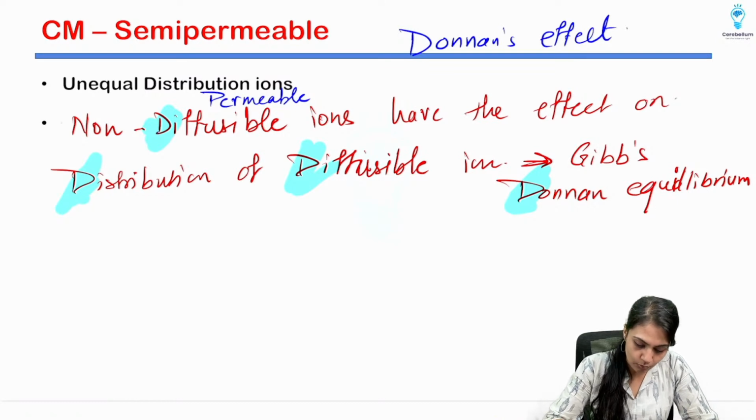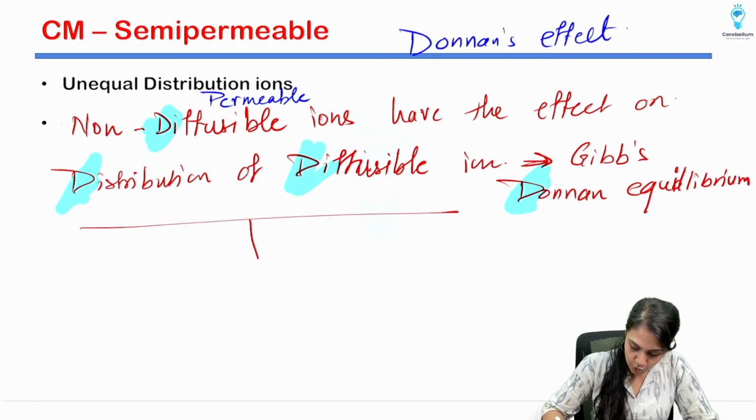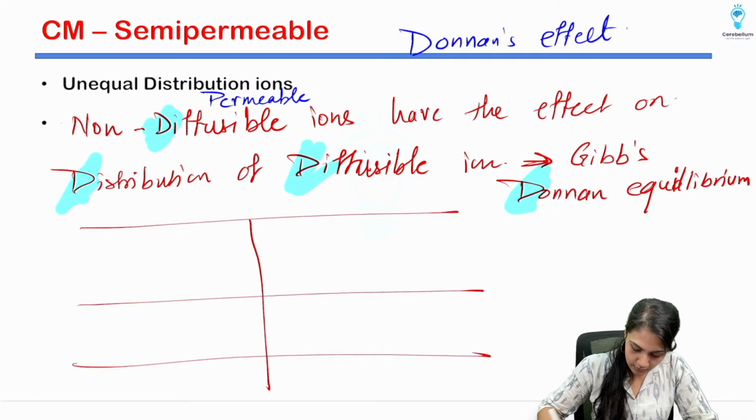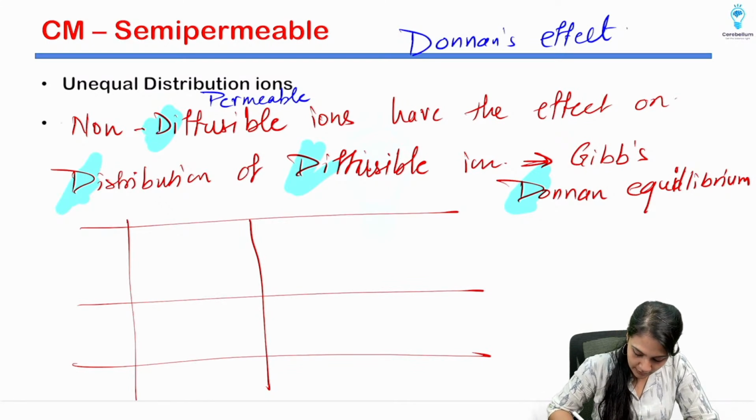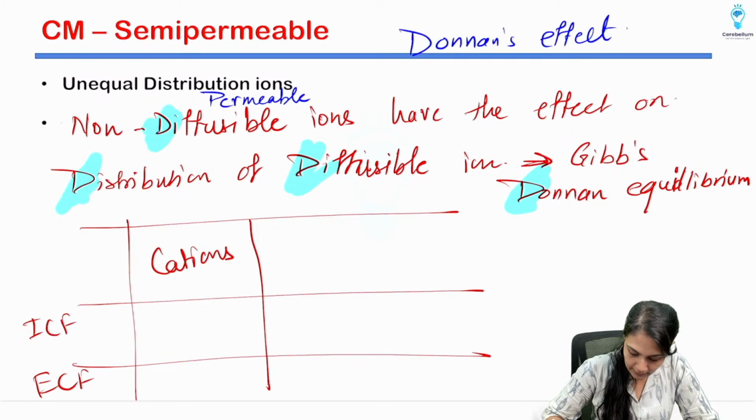Before moving to the different equations, just revise the chart that we have already made. The 2 by 2 chart we have made already, where I have to write ICF, ECF, cations and anions.